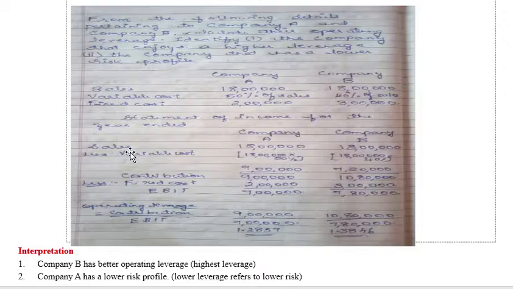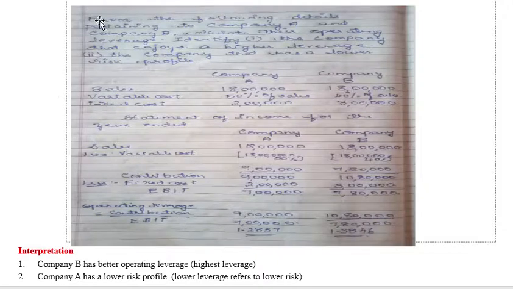I will repeat once again how to calculate contribution and EBIT. You have to prepare the income statement, that is, it begins with the sales less variable cost, you'll get contribution, less fixed cost, you'll get operating profit or EBIT. Okay, so preparing the income statement, then calculate the operating leverage using the formula. So let us see one more problem under operating leverage.